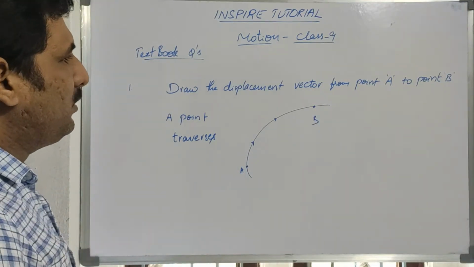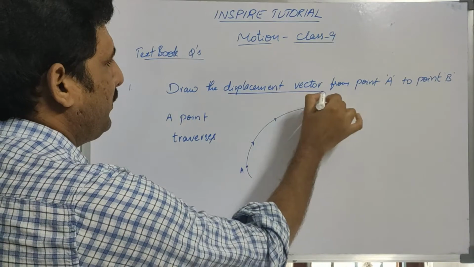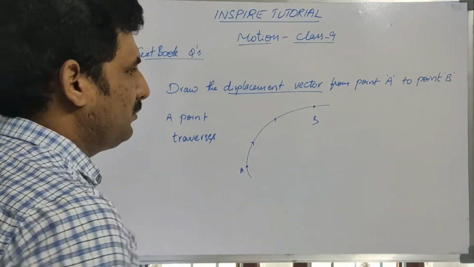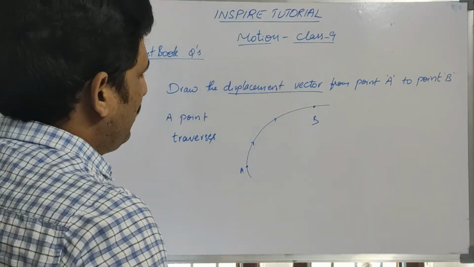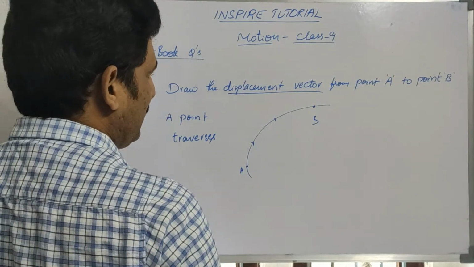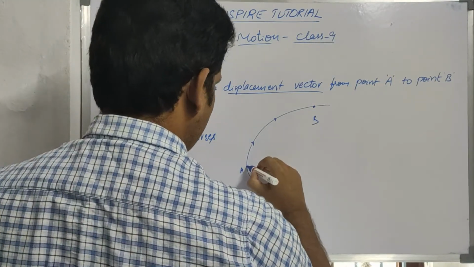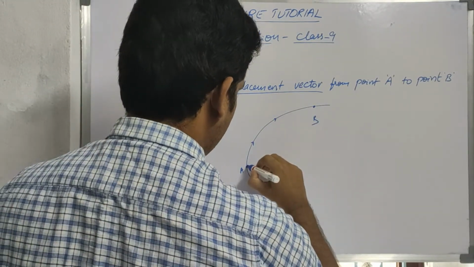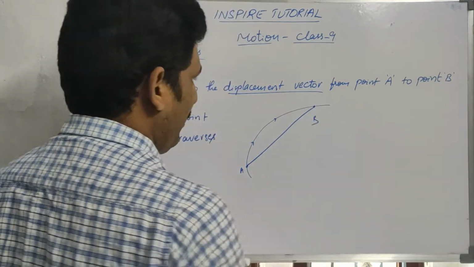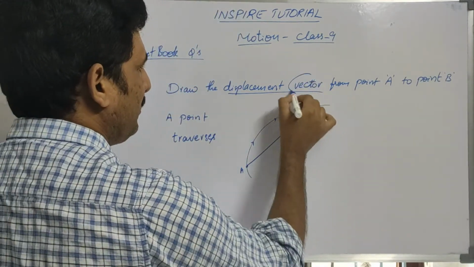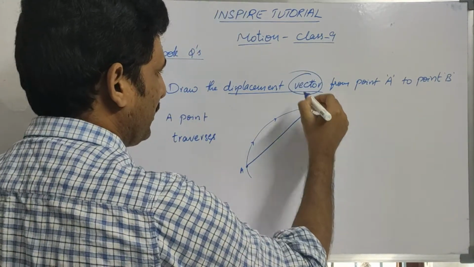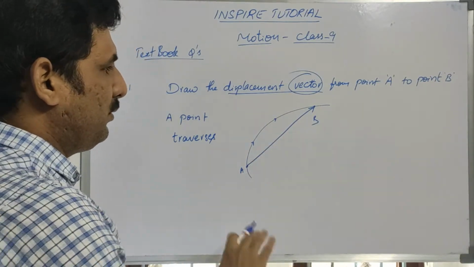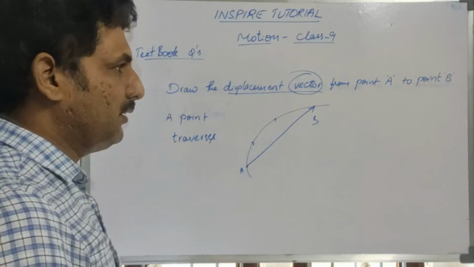So then you have to draw a displacement vector from the point A to the point B. So here the displacement vector is nothing but the shortest distance between those 2 points, that is A and B. So just draw a straight line between A and B, and since this is a vector, I have to show the direction like this. So this will be the displacement vector from point A to point B.